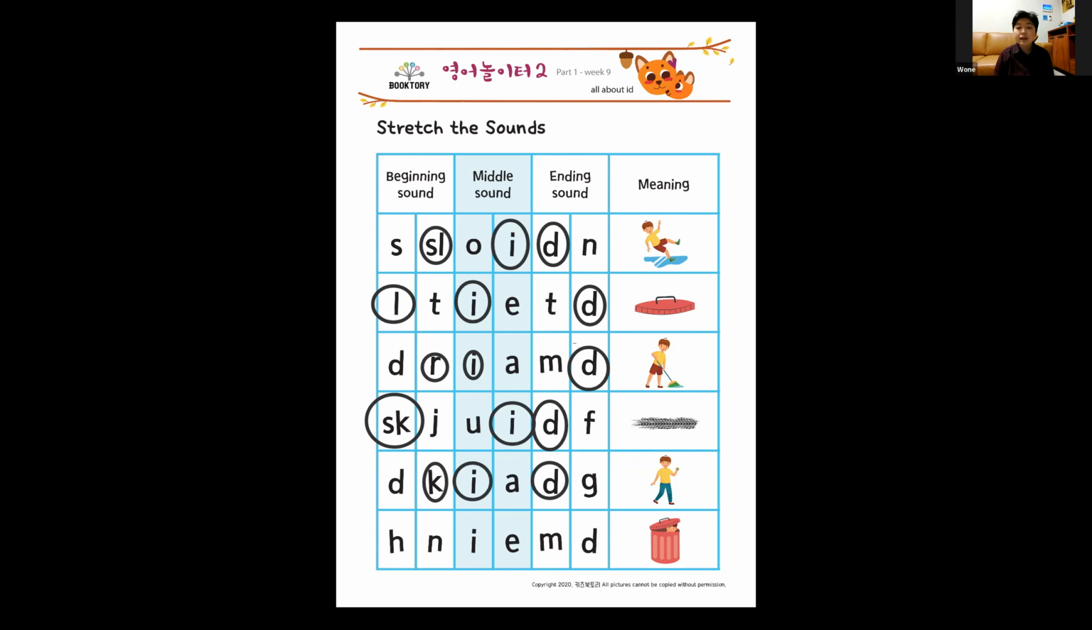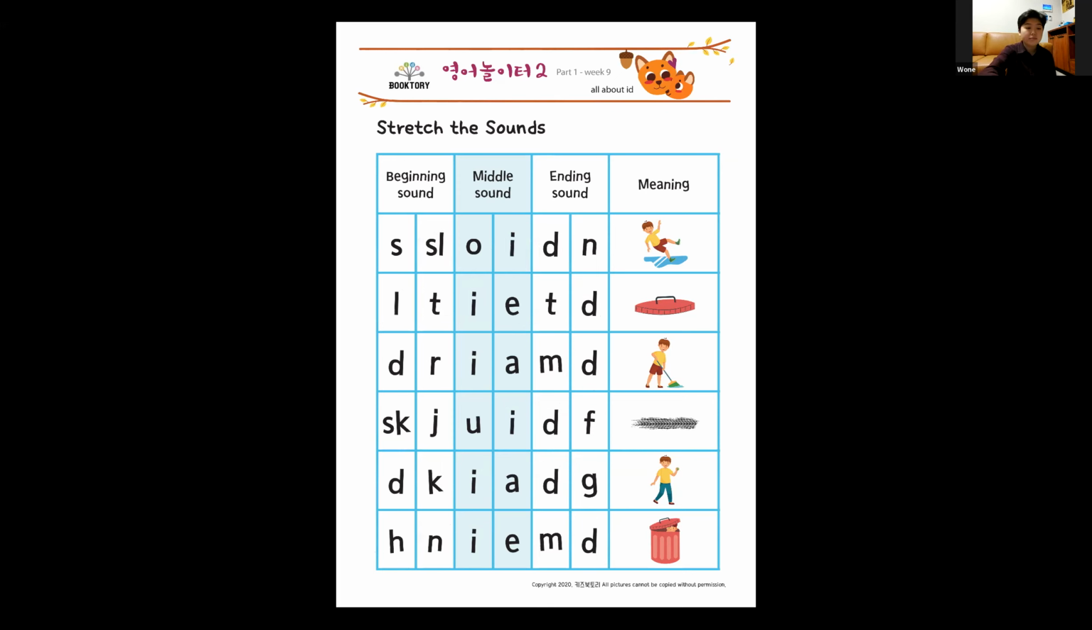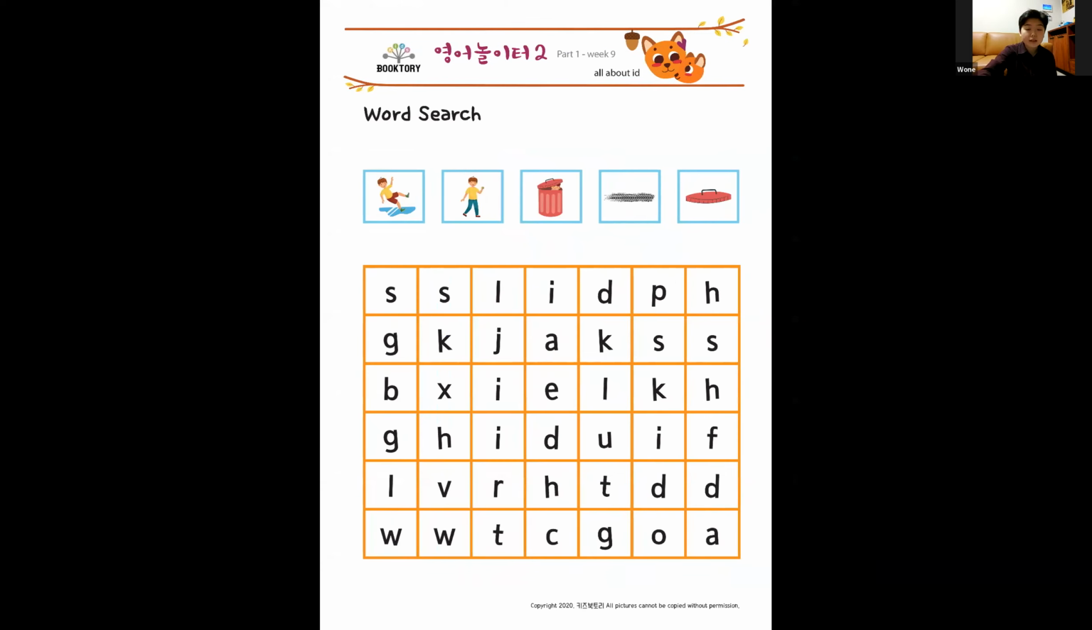Next one is hid. Hid. H. I. D. Hid. This is a word search. You can do this by yourself. Go ahead and look for the words.